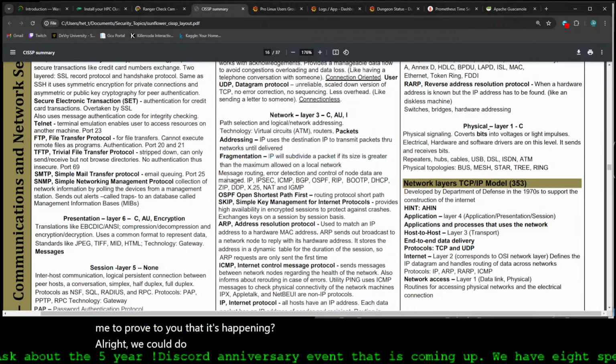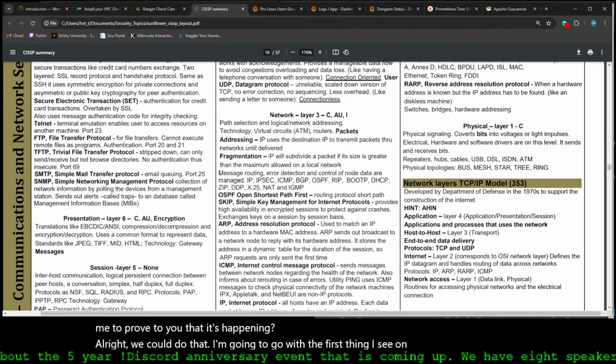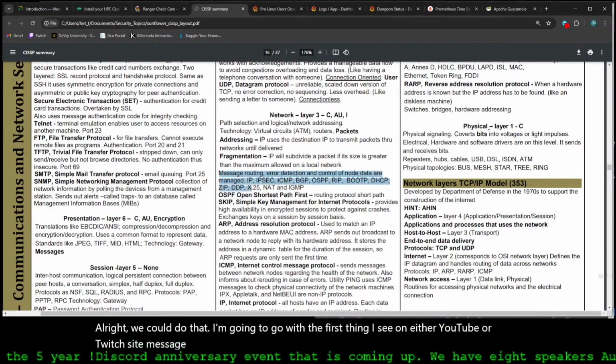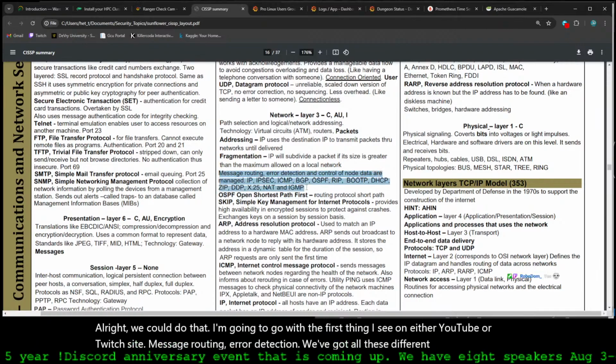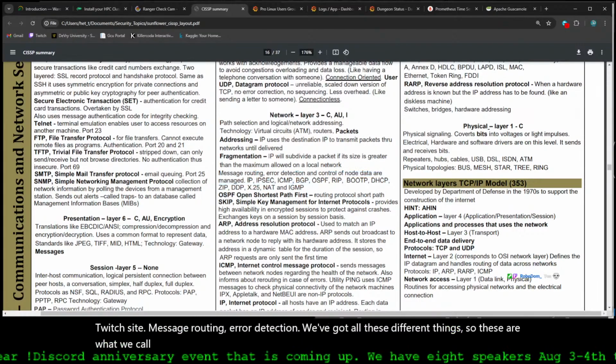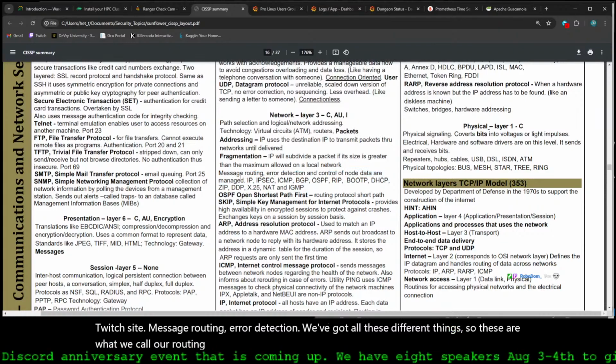I'm going to go with the first thing I see on either YouTube or Twitch side. Message routing, error detection, we've got all these different things. So these are what we call our routing protocols. All right, Robodom wants to see it, so we're going to do it.